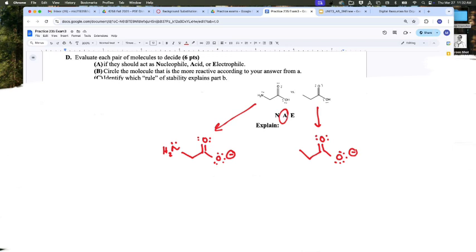We could move to electronegativity. Okay? Again, both oxygens. Doesn't work. We could move to resonance. Do they both have resonance? Yes, they both have resonance. The exact same resonance. So again, no effect.